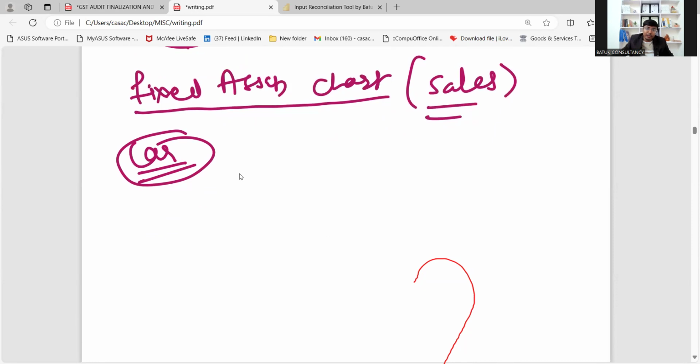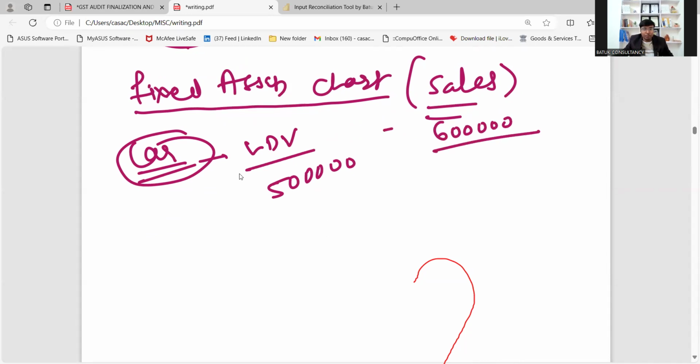Suppose the WDV of the car is 5 lakh rupees and the taxpayer has sold the car for 6 lakh rupees. In that case, can you please tell me on which amount I have to check for GST? WDV of the car is 5 lakh rupees and selling price is 6 lakh rupees. In that case, what will be the amount on which I have to check for the GST applicability? Just comment once in the chat box. I'm expecting a reply from each and everyone.